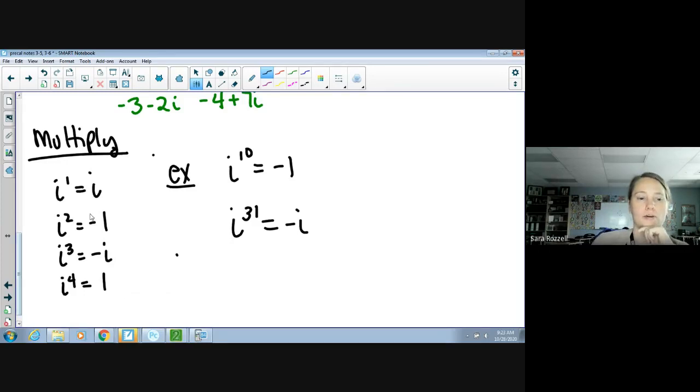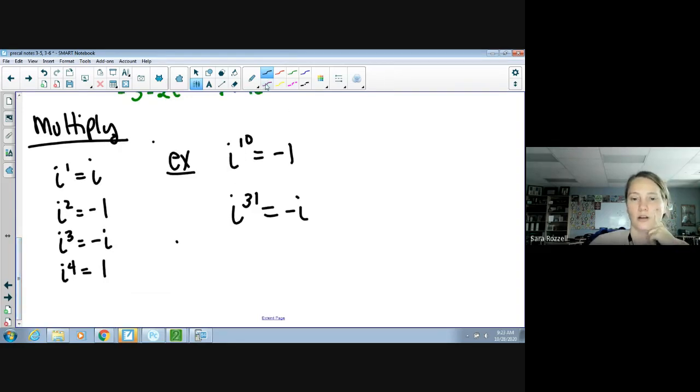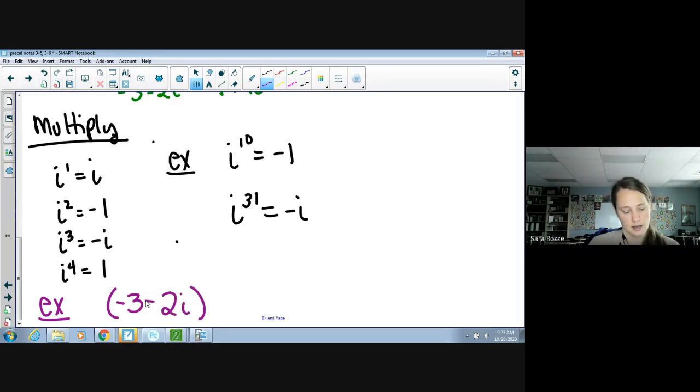Mostly the one that we use the most is i squared. That's -1, but we do see some of these frequently as well. All right, so now let's do some foiling examples. Some, by some I mean 1. Let's go -3 minus 2i times 4 minus 7i.